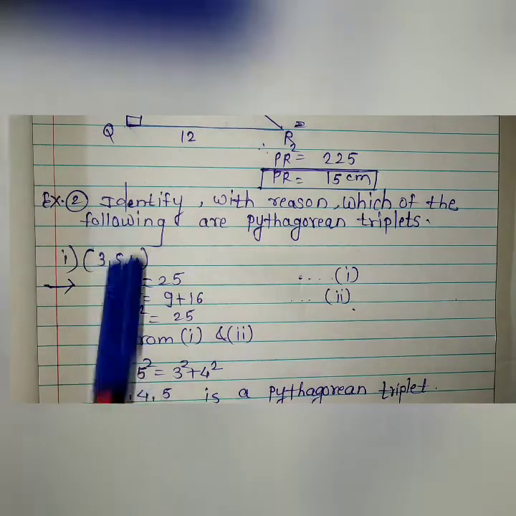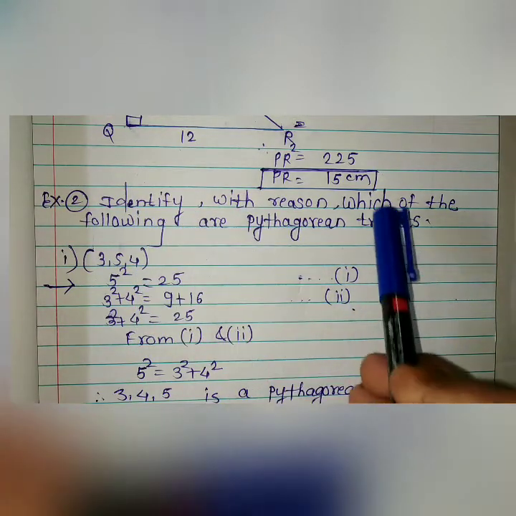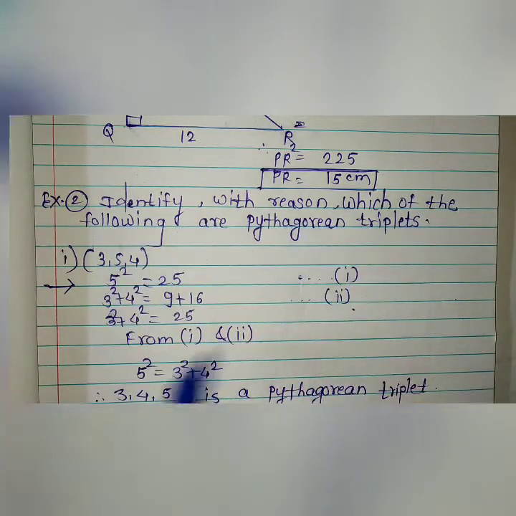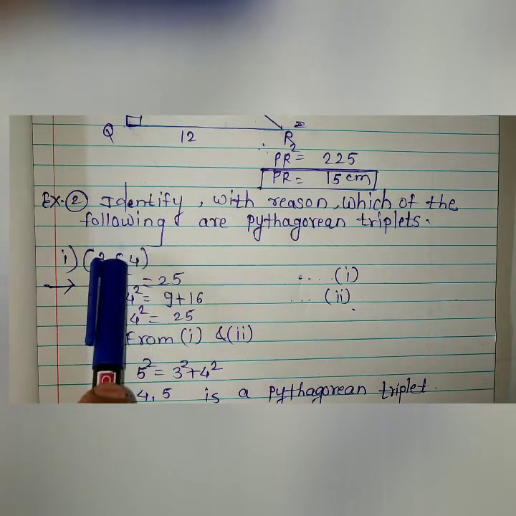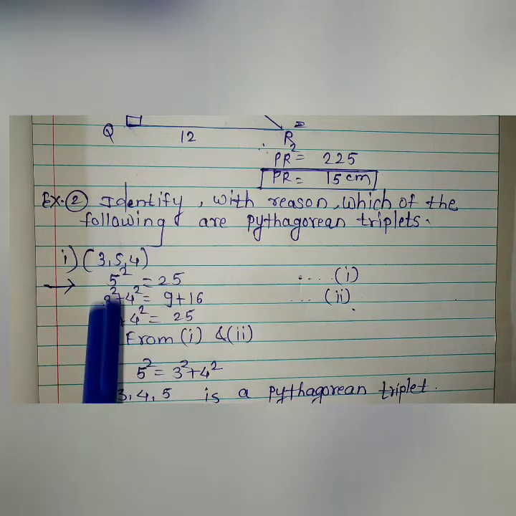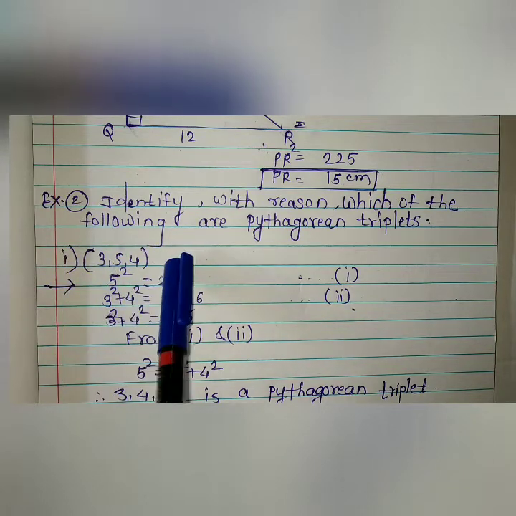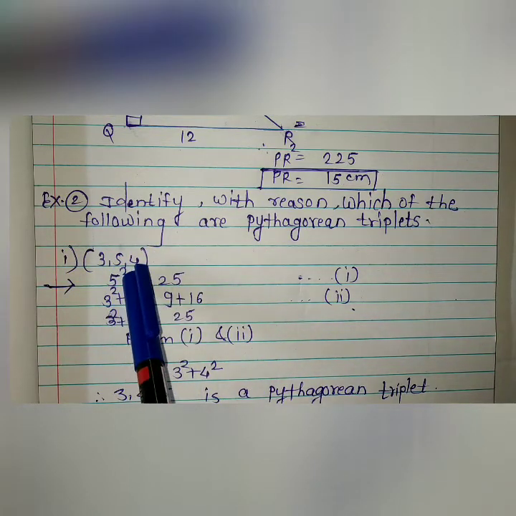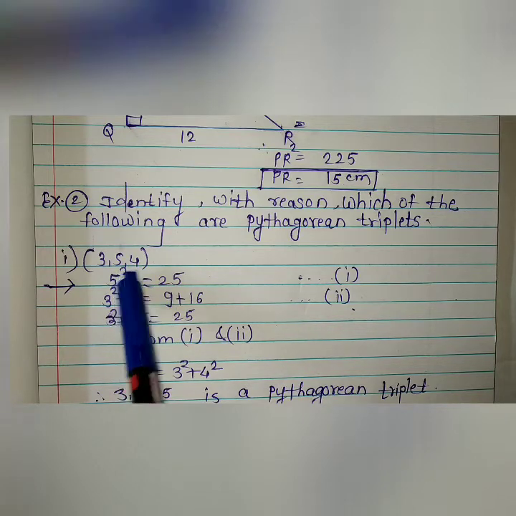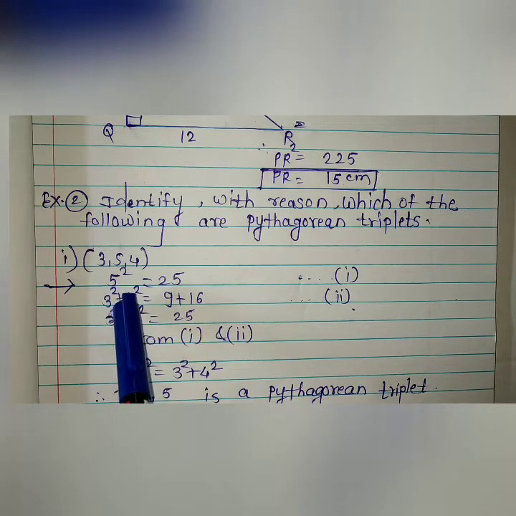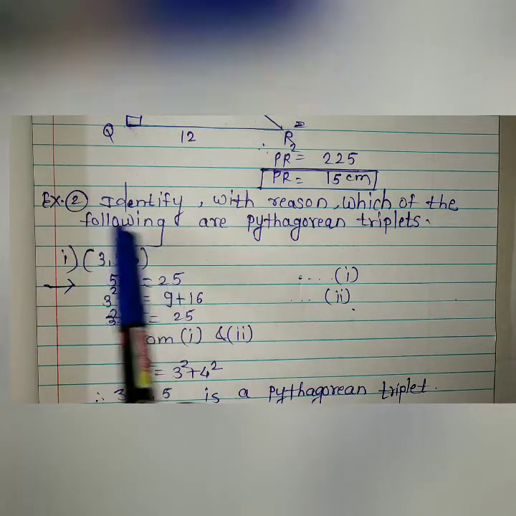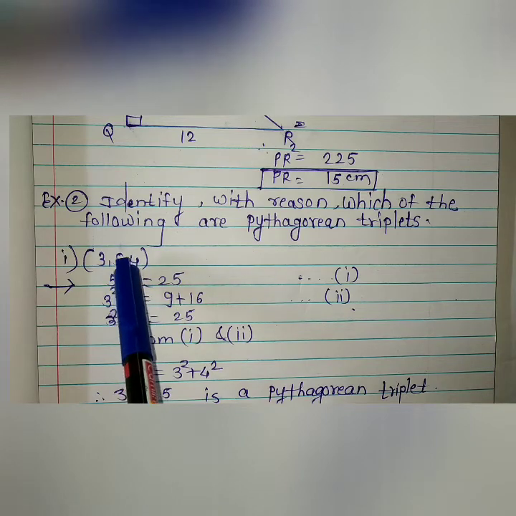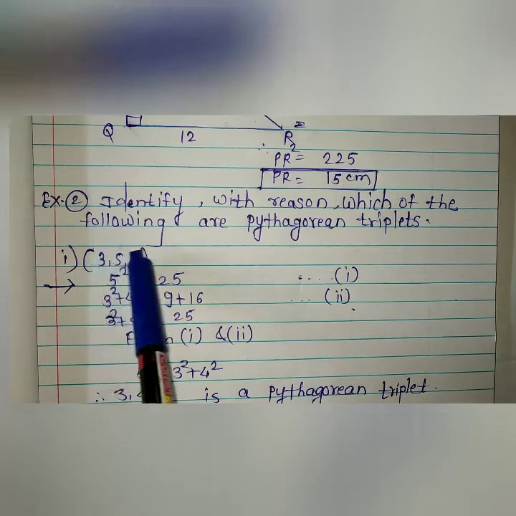Now example number 2. Identify with reason which of the following are Pythagorean triplets. To identify the Pythagorean triplet, yes or no. The first example, the triplet is 3, 5 and 4. To identify the Pythagorean triplet means to check that the square of the largest number is equal to the sum of the squares of the other two numbers. 3, 5 and 4 are all natural numbers. The largest number is 5 and the remaining two numbers are 3 and 4.